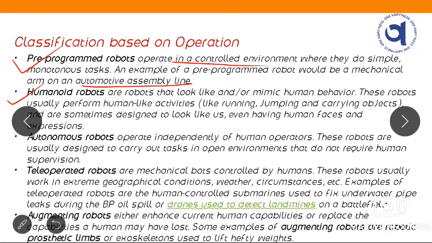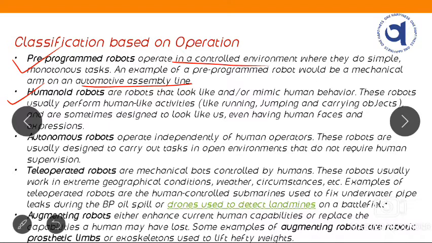Second is humanoid robots. They look like humans and mimic human behavior. They can walk, talk, run or jump like humans, and sometimes they have human faces or expressions. You might have seen Simo, that is a Japan-based robot. And you might have seen the robot Chitti from the movie Robot, that is a humanoid robot, they look like humans.